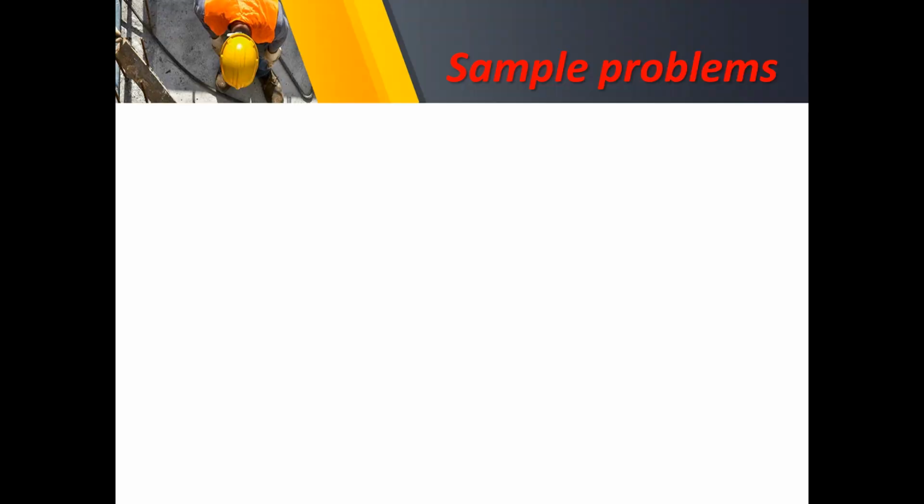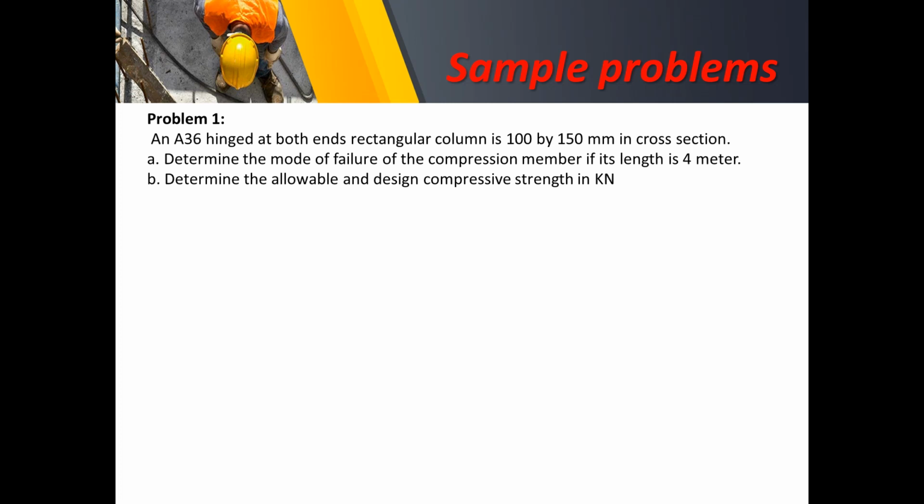So let us have sample problems. For this problem, we have A36 steel hinged at both ends. A rectangular column is 100 by 150 millimeters in cross-section. Letter A, determine the mode of failure of the compression member if its length is 4 meters. Then determine the allowable and design compressive strength in kilonewtons. So here's the cross-section. We have a width of 100 and 150.